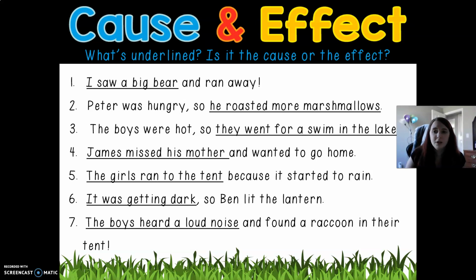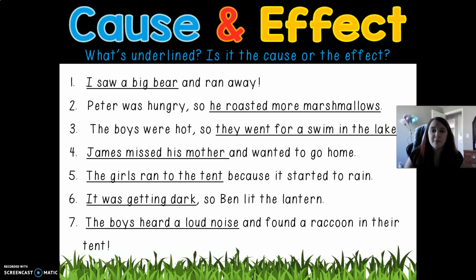Number 2, Peter was hungry, so he roasted more marshmallows. Number 2 is effect. That is the what happened. So he roasted more marshmallows because he was hungry. Number 3, the boys were hot, so they went for a swim in the lake. Number 3 is effect. It's the what happened. The boys went for a swim in the lake because they were hot.